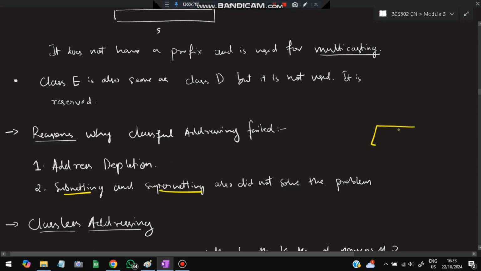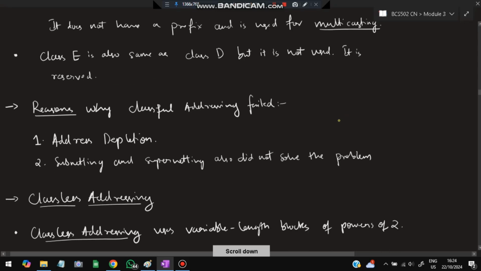Subnetting means if there is a very big space present which can be used, it will be further divided into small addresses and they can be used. That is called as subnetting. The reverse process is called as supernetting. Also, that also did not solve the problem of address depletion. Okay, so classful addressing failed. That's where IPv6 comes. Okay, now how does IPv6 solve this problem?